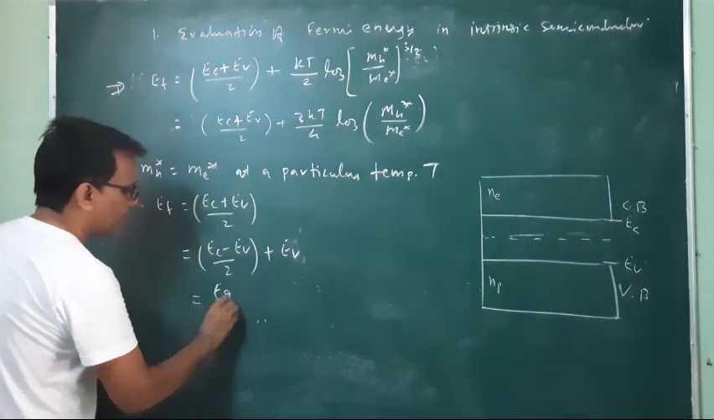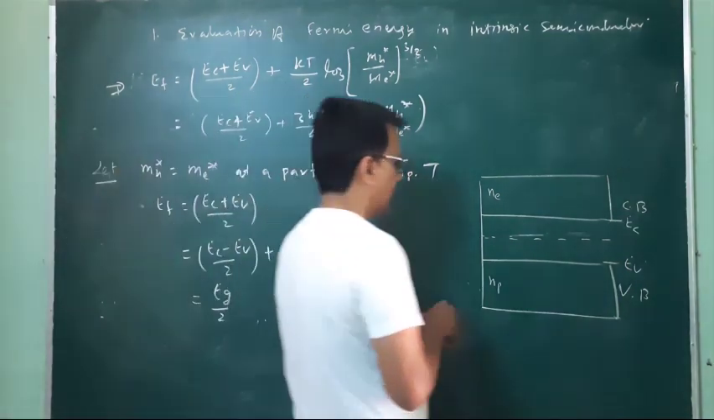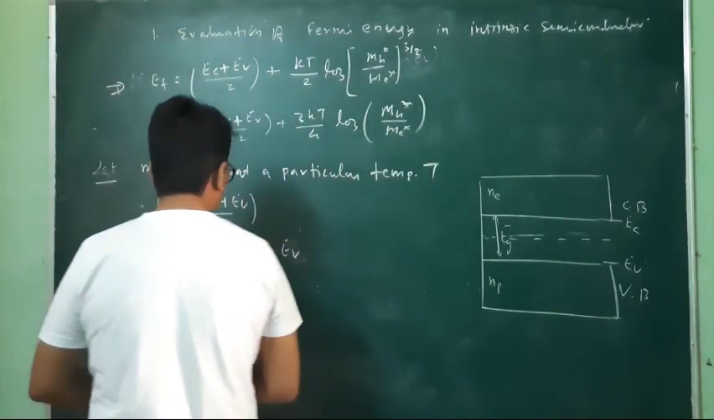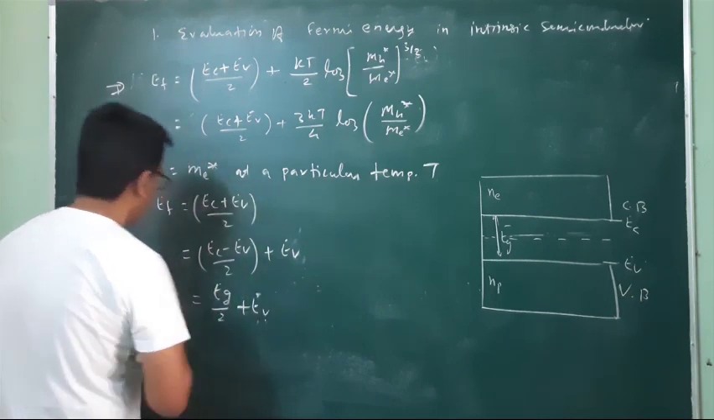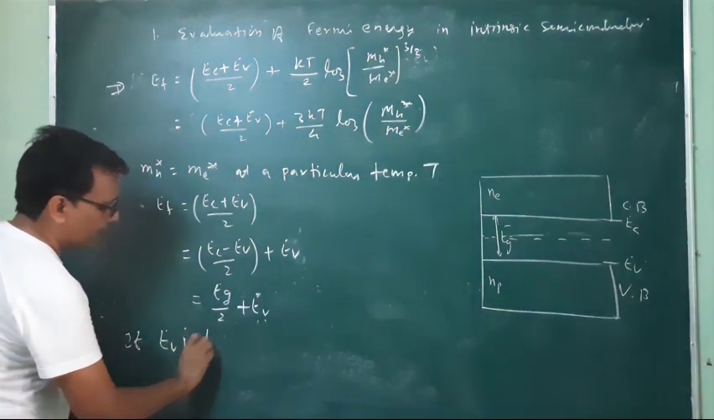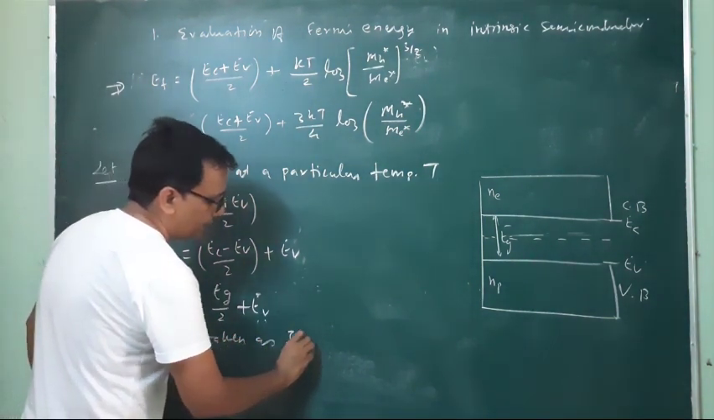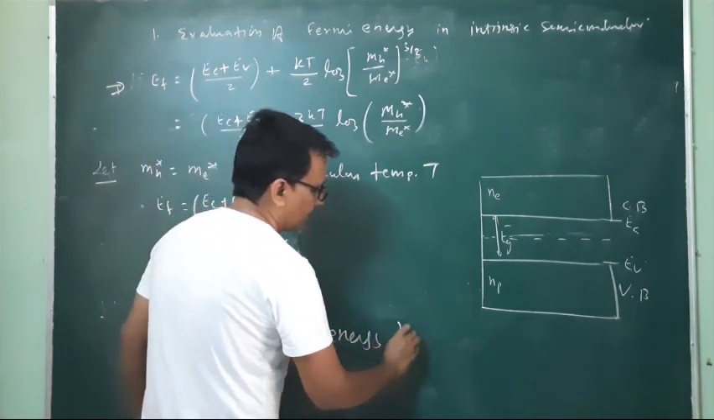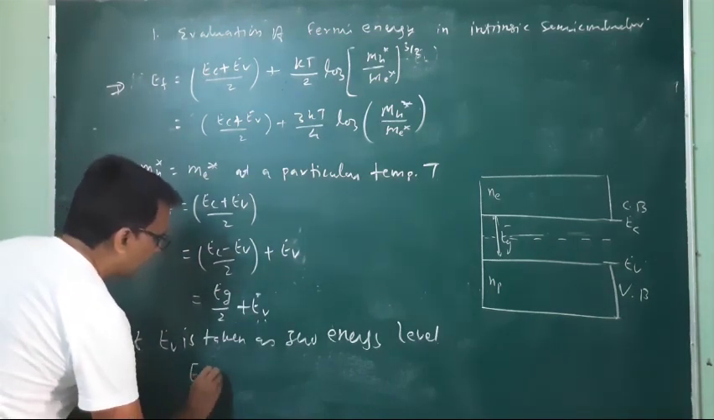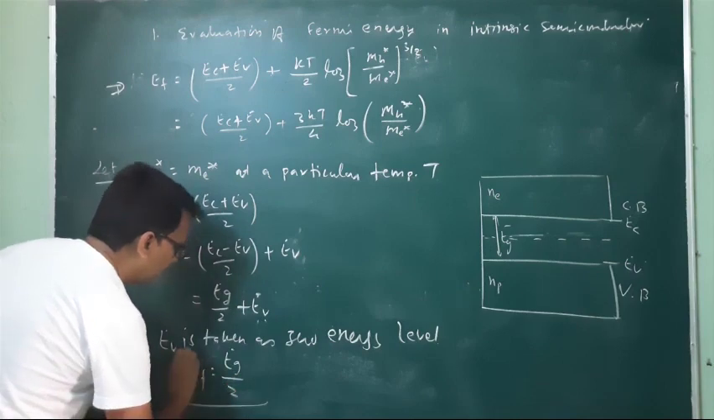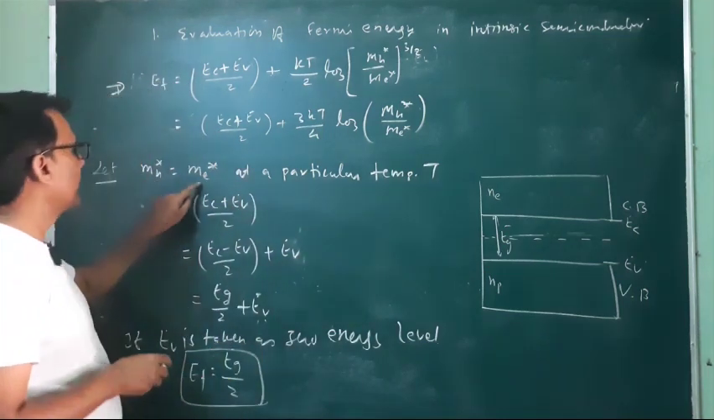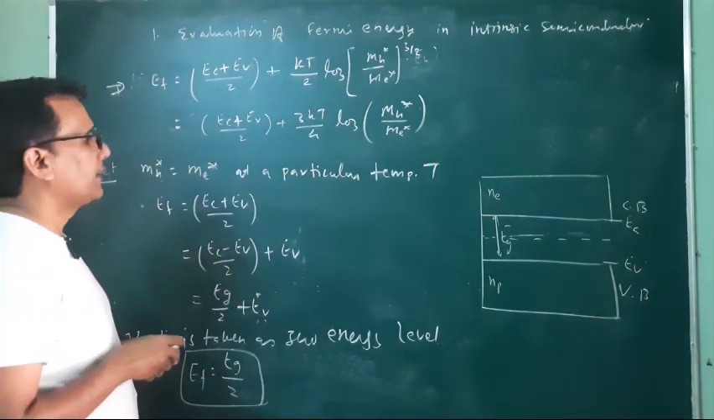And one can write this as equivalent to Eg by 2. This difference is taken as equal to Eg. So EC minus EV is equal to Eg, plus EV. So if this EV is taken as the zero energy level, then EF can be written as equal to Eg by 2. So this is for the intrinsic semiconductor, and this is for the particular case where mh star is equal to me star, and the effective masses are taken as comparable.